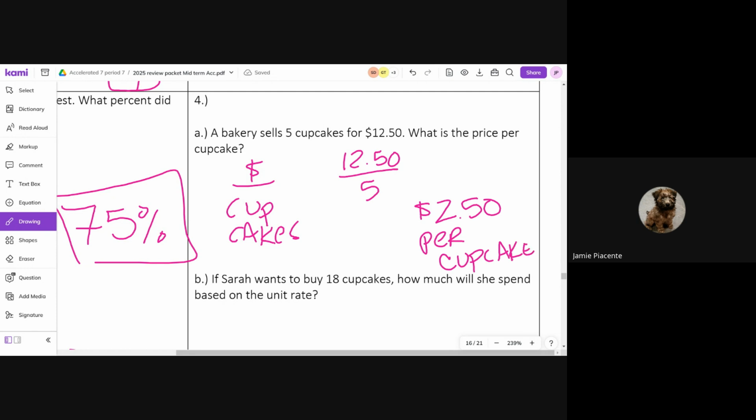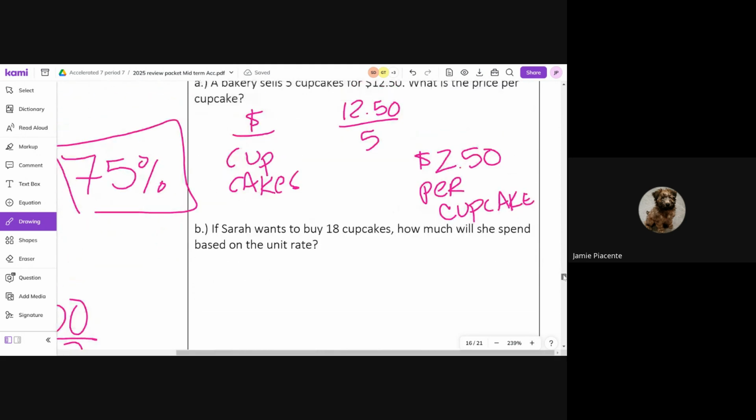Okay. Now, the next part: if Sarah wants to buy 18 cupcakes, how much will we spend based on the unit rate? So based on what we just got as our answer, we figured out it was $2.50, we want 18, so we're buying multiple. So we're going to take our cost, which is $2.50, and multiply it by our 18 cupcakes. These are parentheses, they're not absolute value brackets. So $2.50 times 18 is $45 for 18 cupcakes.